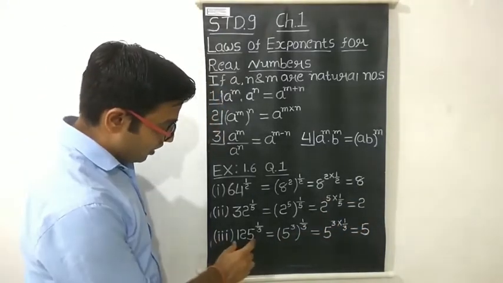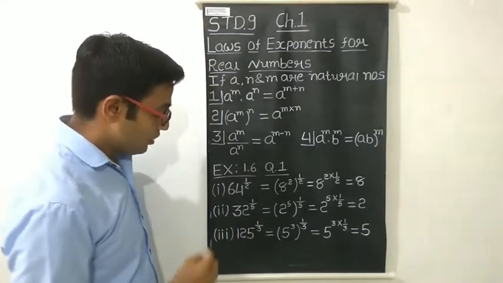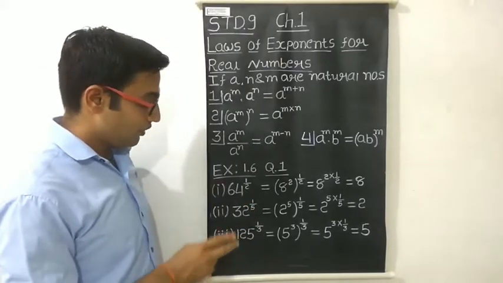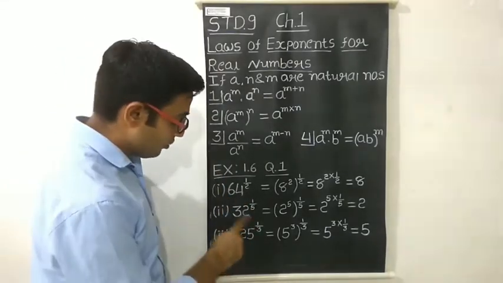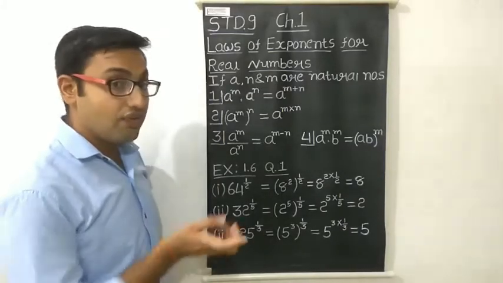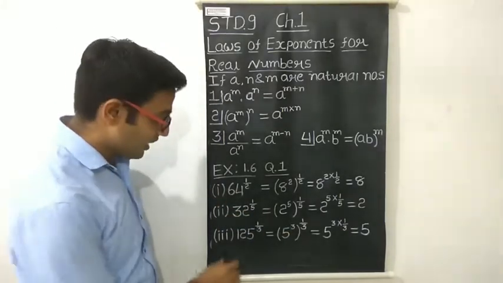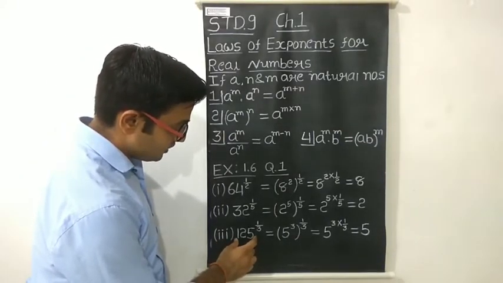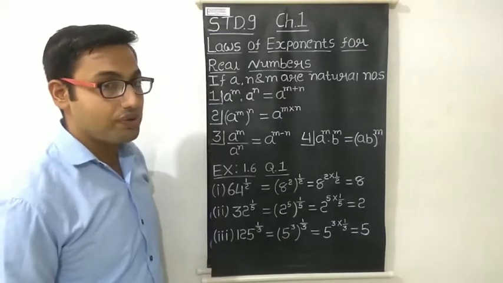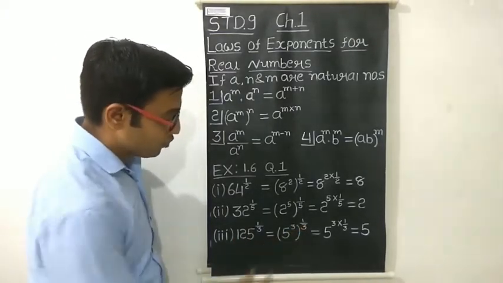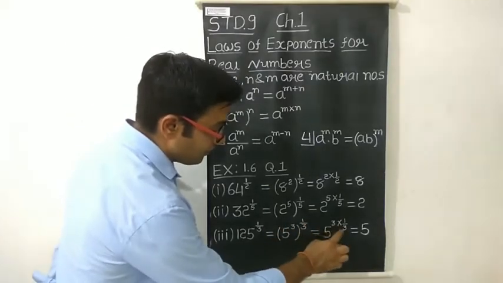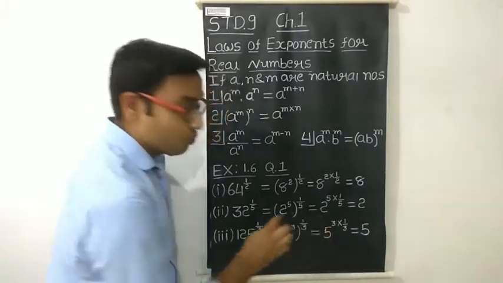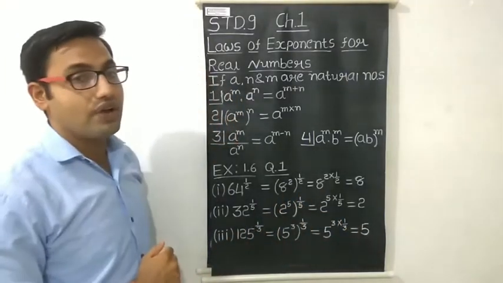Third sum, 125 raised to 1 upon 3. So we have to think which number is such that if we apply the power 3, then the value is 125. Yes, that is 5. If we apply 5 raised to power 3, then we get the answer 125. So instead of 125, we can put down 5 raised to power 3 and it has whole raised to power 1 upon 3. Again this 3 and 1 upon 3 will be in the multiplication. 3 and 3 will cancel out each other. 5 raised to power 1 remains and the answer is 5.